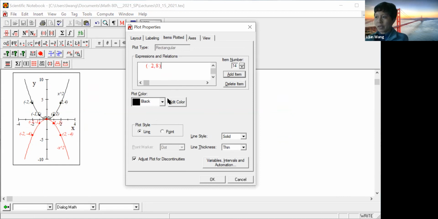Okay, negative 2, 8. And we're going to choose a color, green, a dot. Okay, and next one, negative 1, 2, a green. 0, 0, dot, 1, 2, 2, 8.